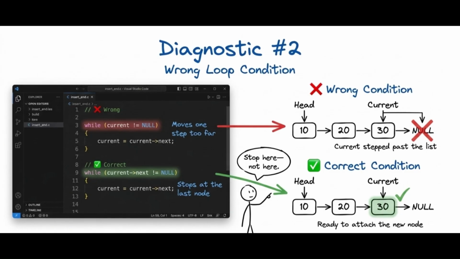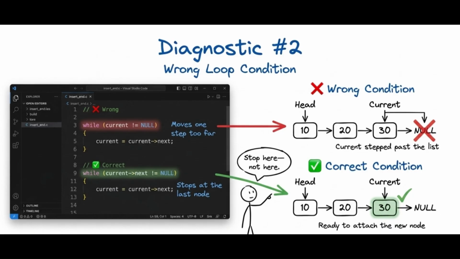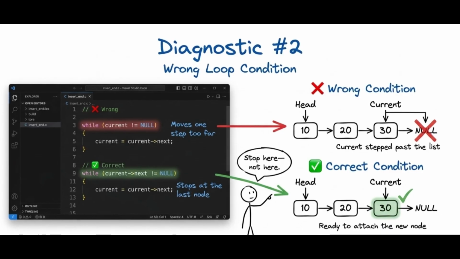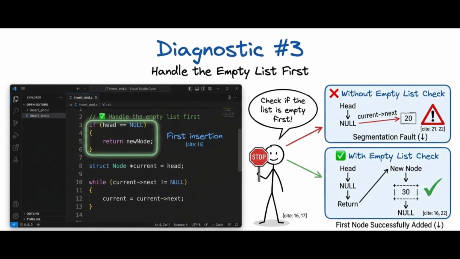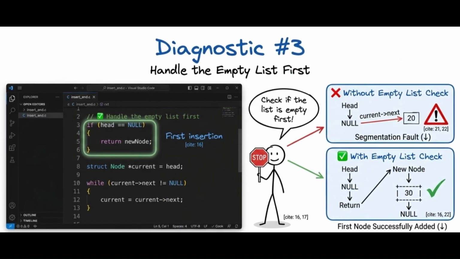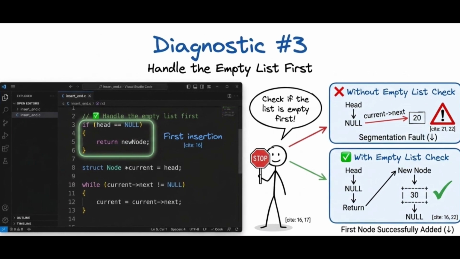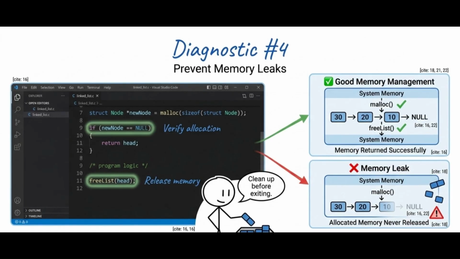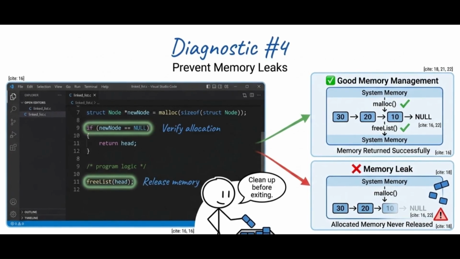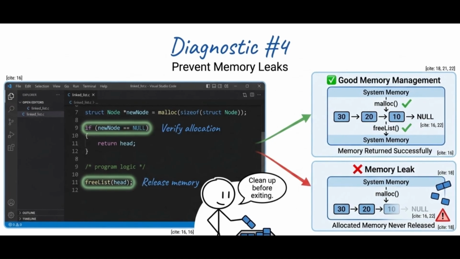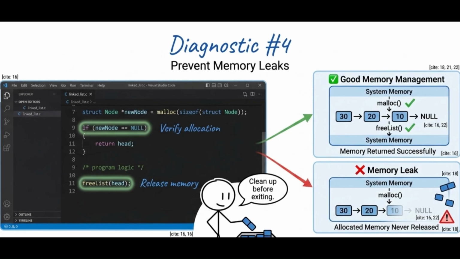Now, if your program crashes with the pointer stepping off into null, you probably used the wrong loop condition for an end insertion. Explicitly make sure you check if next is not null. If you get a nasty segmentation fault on the very first insert, you likely didn't handle the empty list scenario with explicit checks. And if your system just slowly runs out of memory over time, yeah, you've got memory leaks. Always validate your malloc returns and always use that free list disassembly line we just learned about.